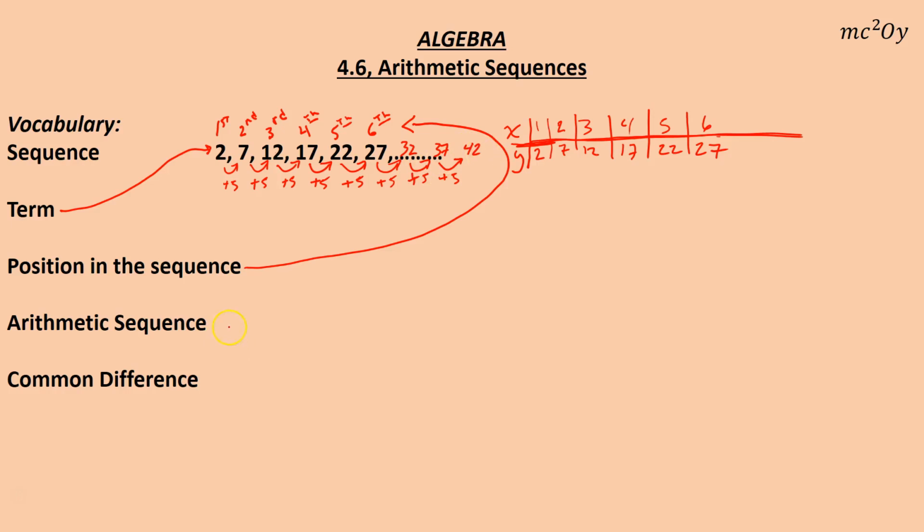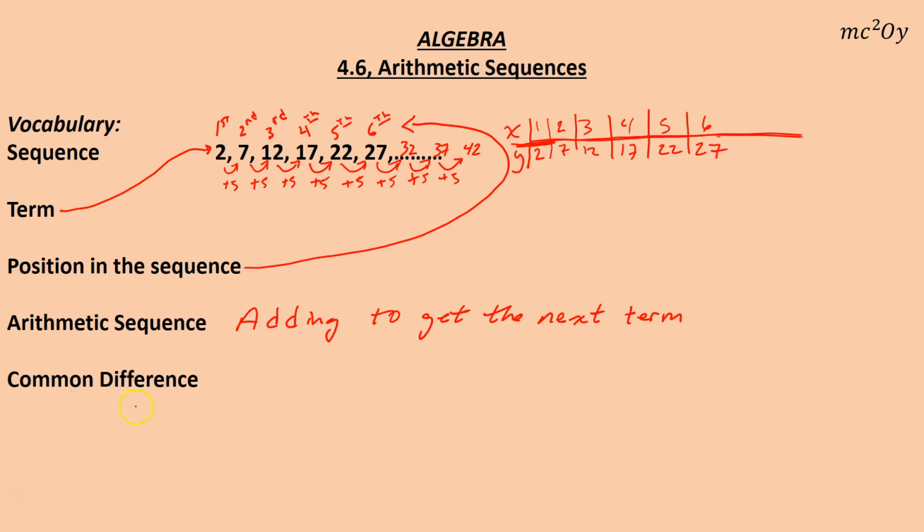So an arithmetic sequence just means you're adding to get the next term. Versus a geometric sequence, where we're multiplying. We'll study those later this year. Now, when I say adding, I also could mean subtracting. If you're subtracting a number, you're actually adding a negative. And we'll see that here in a minute.